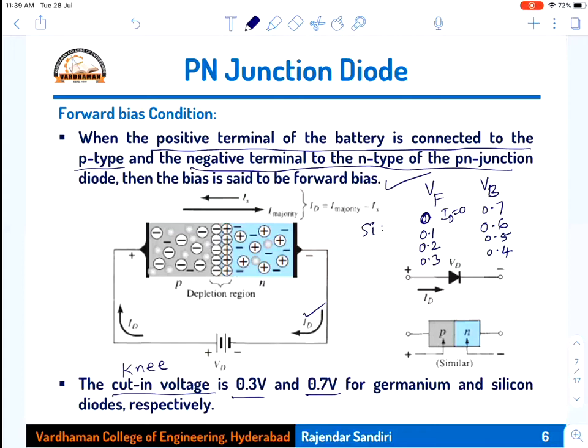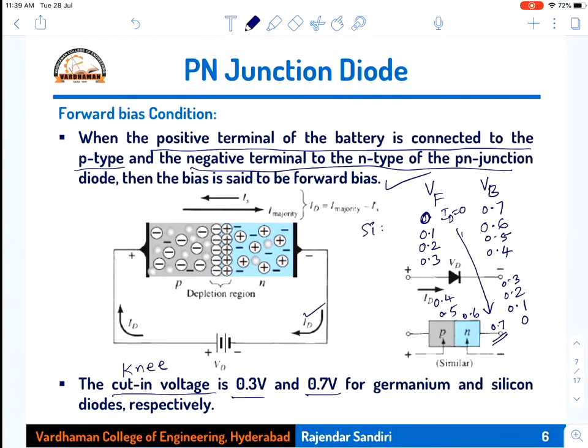So that's why, as I keep on increasing this forward voltage, my barrier potential keeps on decreasing. If you keep 0.4, this will become 0.3. If you make it 0.5, this will become 0.2. If you make it 0.6, it will become 0.1. If you make it 0.7, then it will become 0. That means if your applied forward voltage is 0.7 and beyond, then only your barrier potential will become 0, nullified, then current starts flowing. Until then, current will be 0 only.